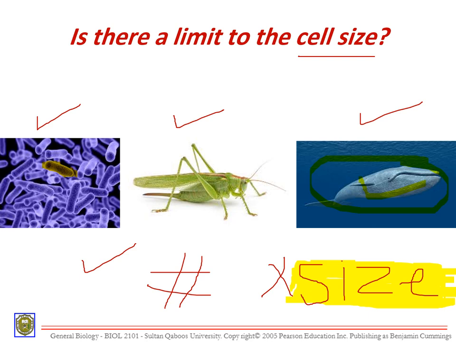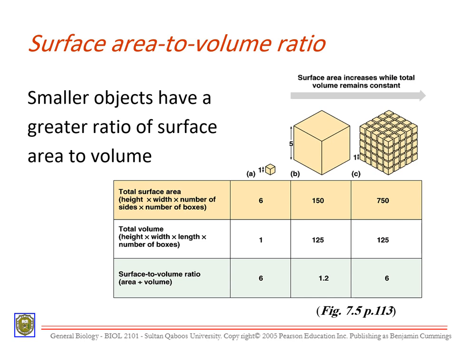Okay, the difference is in the number. So larger organisms have a larger number of cells. But we have an upper limit to the cell. There's a range for the cell size. It can't exceed a specific size. Let's see why and let's understand how.